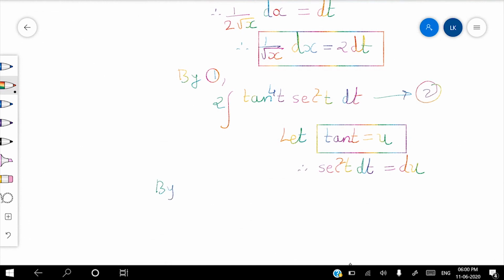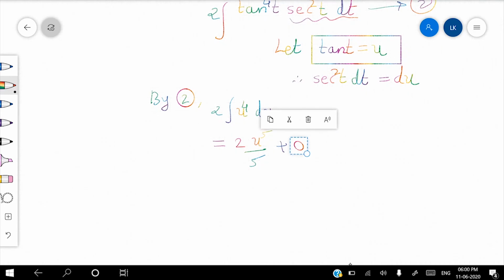Now this is suppose equation number 2. Substitute the value in equation number 2. That means 2 outside here, integration of tan to the 4 t. What is the value of tan t? It is u. Sec square t dt directly it is du. That means u raised to 4 du. And what is this integration? It is very simple. u raised to 5 upon 5. Correct. Plus C, any arbitrary constant. This is plus C. Okay.